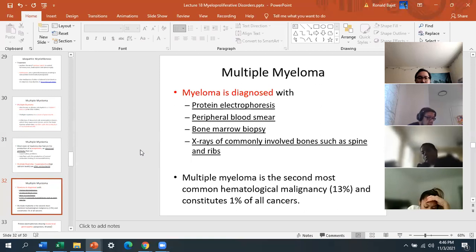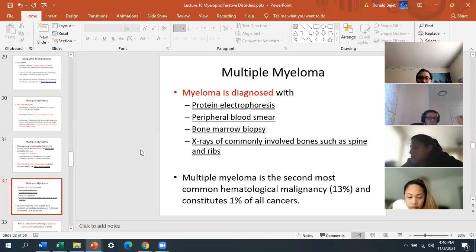Also, to diagnose multiple myeloma, you look at the peripheral blood smear, because on the peripheral blood smear for multiple myeloma, you'll see rouleau formation. So here you have multiple myeloma, elevated protein, and you'll see rouleau formation.